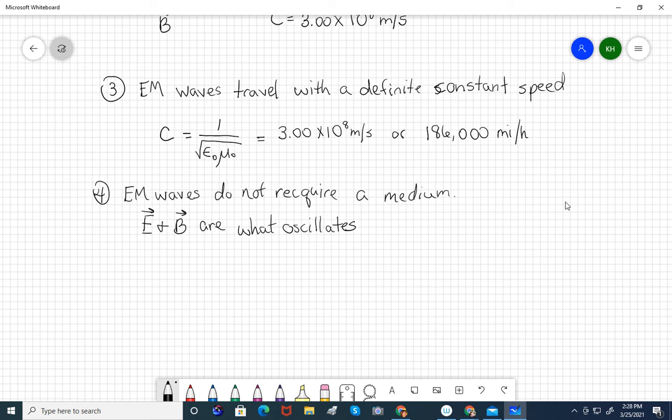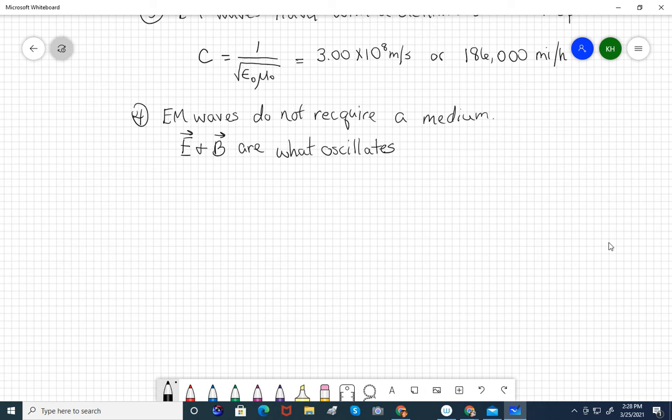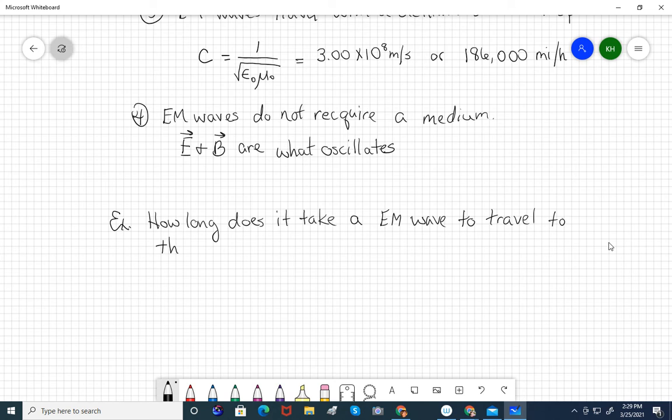I'm going to do a lot of different examples. Let's just think of an example to do. How long does it take an electromagnetic wave to travel to the moon?